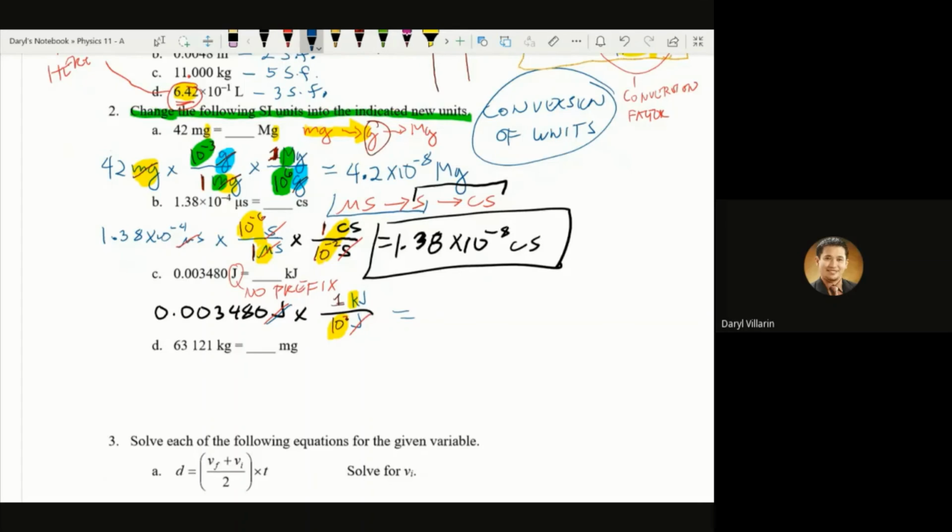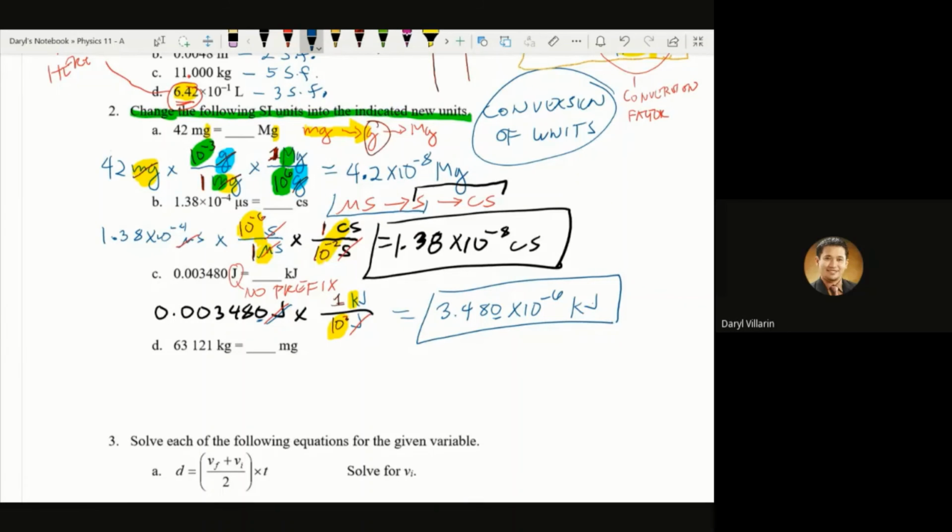So final answer would be, if you're gonna do that one in your calculator, that should give you 3.480. Again, I'm taking note of the same number of significant digits of my original given. So the 0 after here is considered significant, so that is part of my final answer. And it is kilojoule.